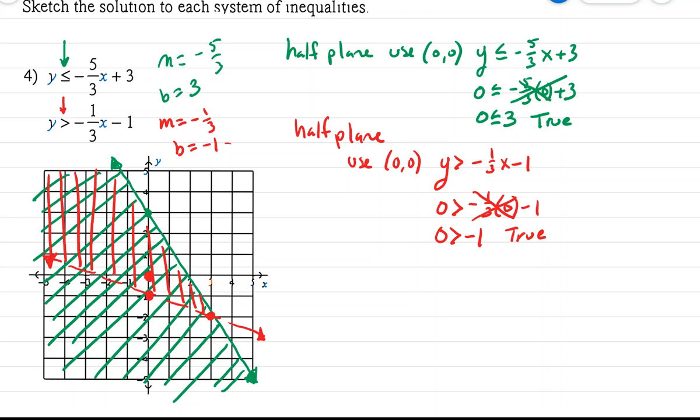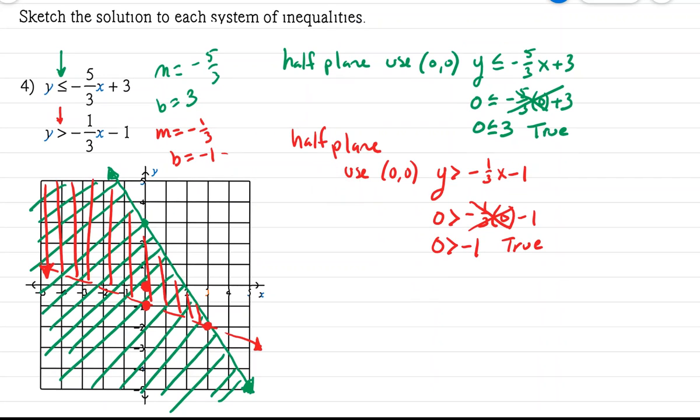Remember, if you're tired of losing points in Mr. Pedro's class, you should always double check your solutions. Well, we kind of already did, because did you remember that the 0, 0 is looking in both planes? And both times it came out true and true. So we are done with this question.